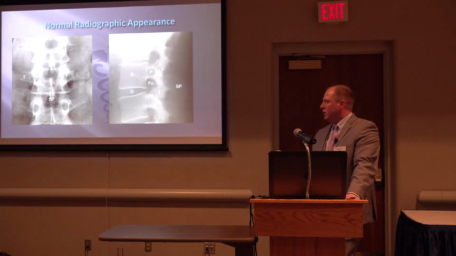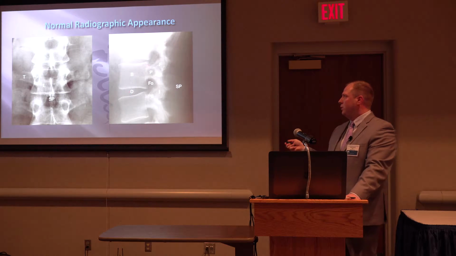Look for this little structure right here. That's the spinous process that we saw on that anatomy slide. This is obviously the transverse process. This is actually the facet joint on the AP X-ray, and we talked about the inferior articular process and superior articular process. So these are the structures you want to look for.